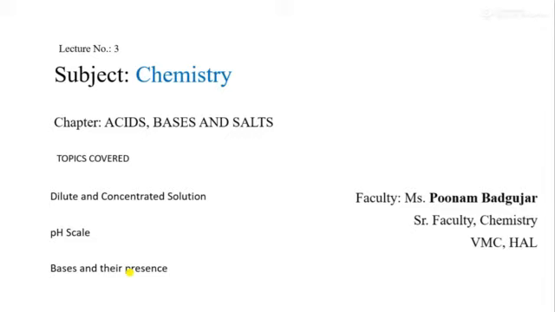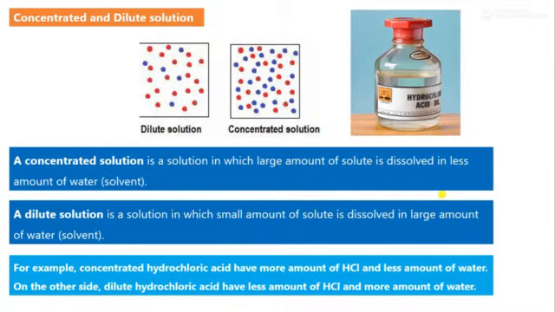Now this is our third lecture for acids, bases and salts, where we are going to discuss dilute and concentrated solutions, the pH scale, and bases and their presence. That means where bases are present in your daily life, right? Now, what do you mean by a dilute and concentrated solution? If you see the picture, it is very clear to you.